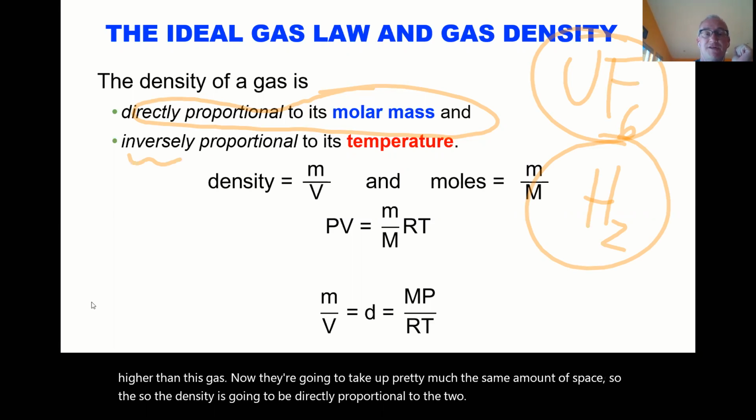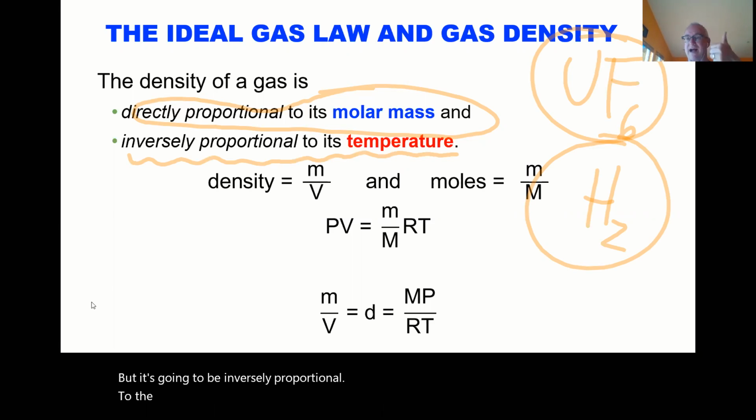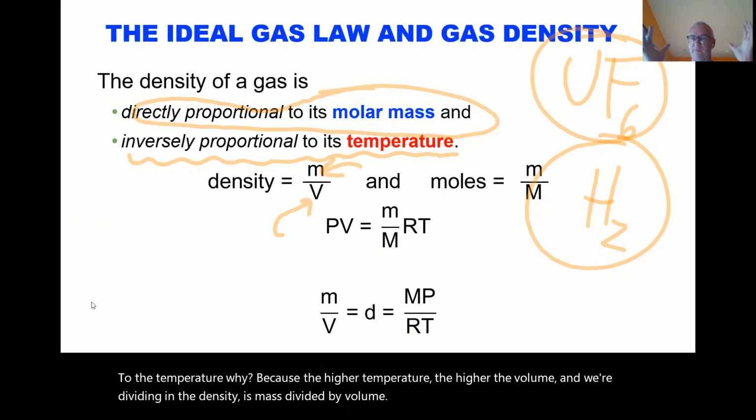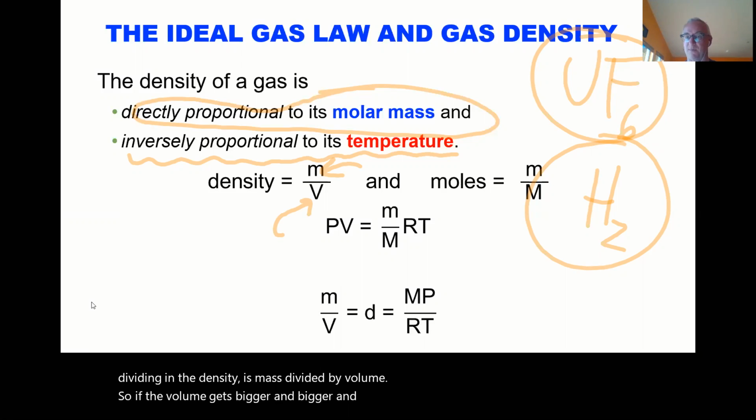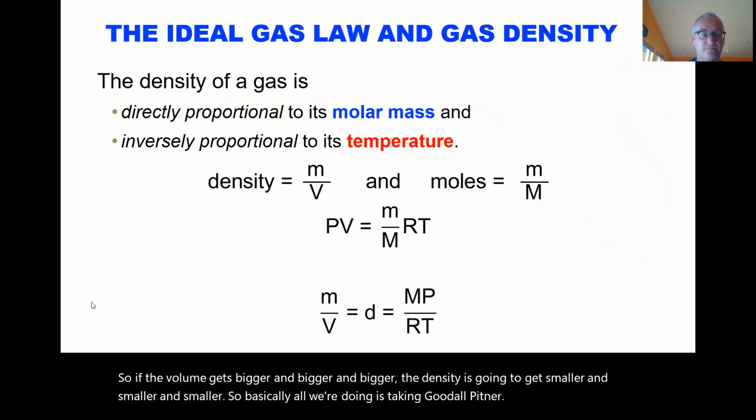But it's going to be inversely proportional to the temperature. Why? Because the higher the temperature, the higher the volume. And we're dividing, and the density is mass divided by volume. So if the volume gets bigger and bigger, the density is going to get smaller and smaller. So basically, all we're doing is taking good old PV = nRT and making a substitution.